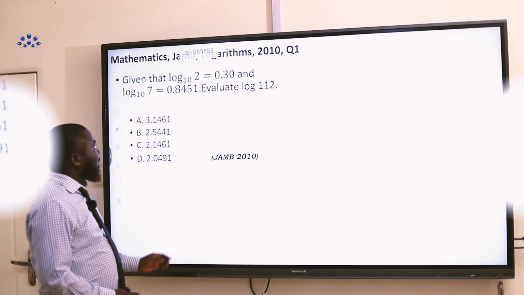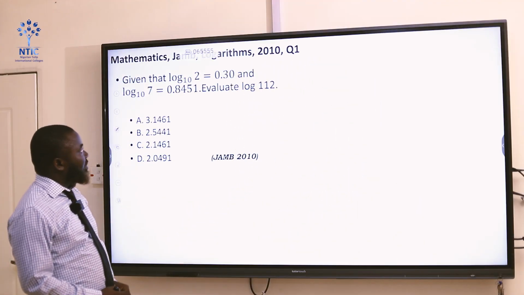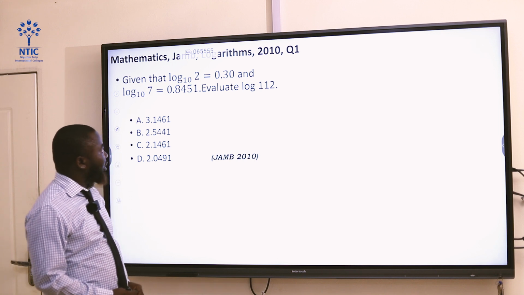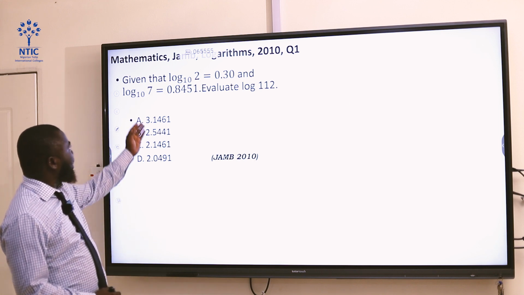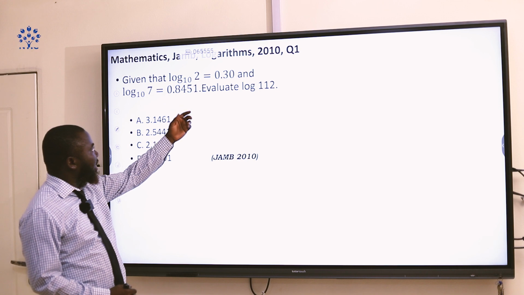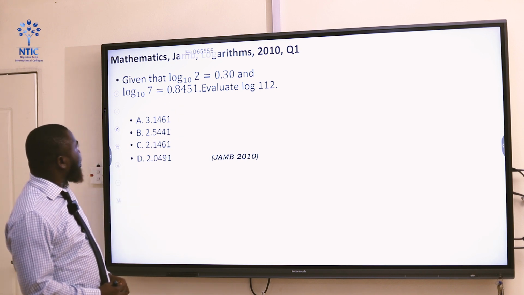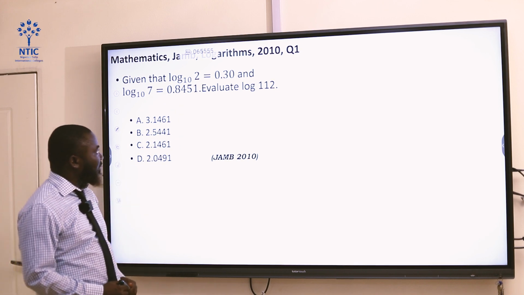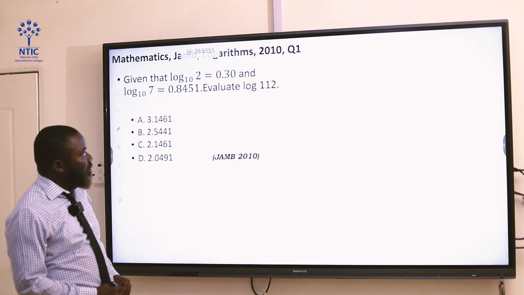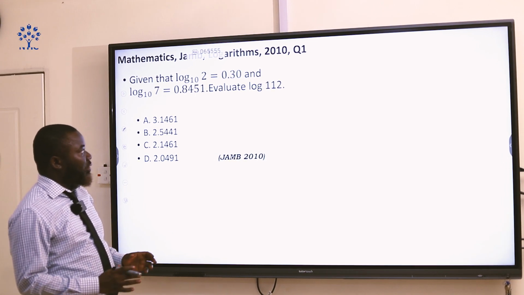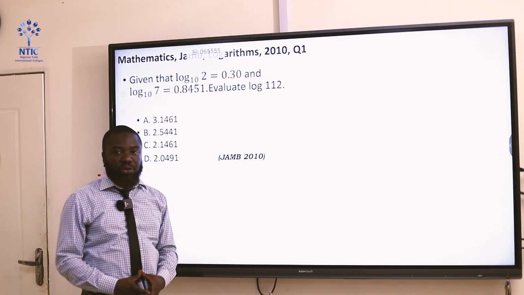We're here to solve JAMB past questions from 2010 to 2021 on the topic logarithm. Let's enjoy ourselves. Our first question is JAMB 2010 question, and we can see, given that log 2 base 10 is 0.3 and log 7 base 10 is 0.8451, we are to evaluate log 112. Now this is a problem of substitution.